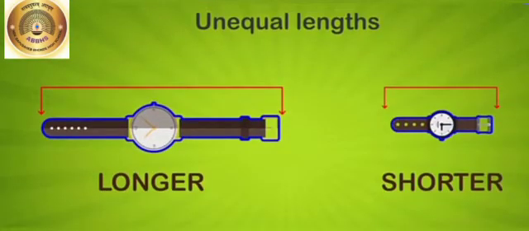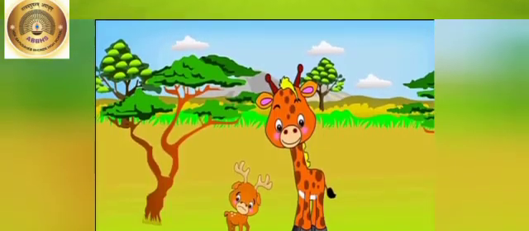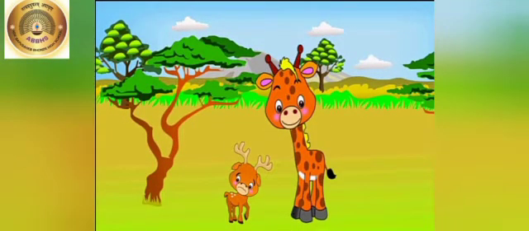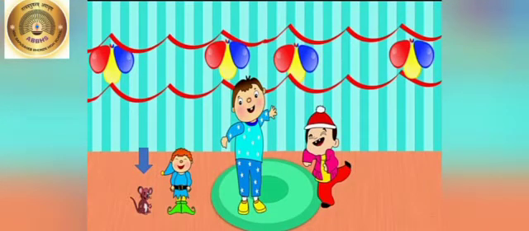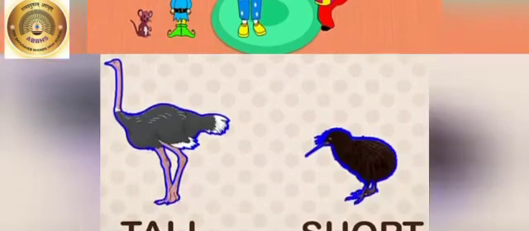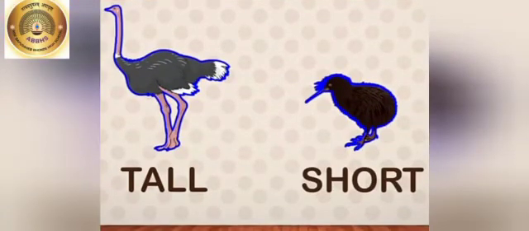Children, we know how objects can be compared on the basis of their lengths. We already learned about the long and short concept in our last video. Today, let us see how we can compare two objects based on their heights. Today, we will learn about the concept of tall and short. Just as objects are big and small in size, they can be tall and short in height. When we have two objects of unequal height, we can say one is tall and the other is short.